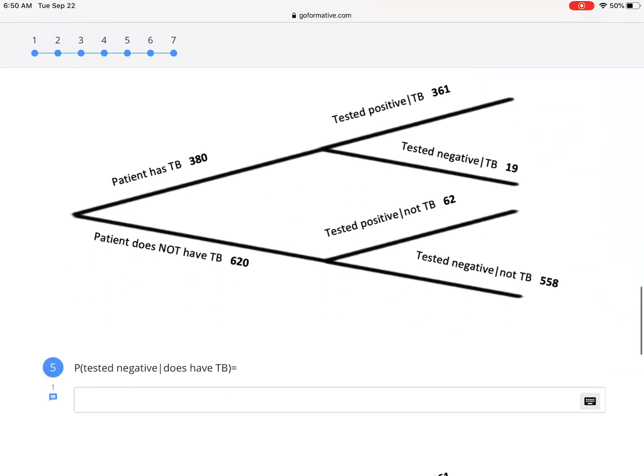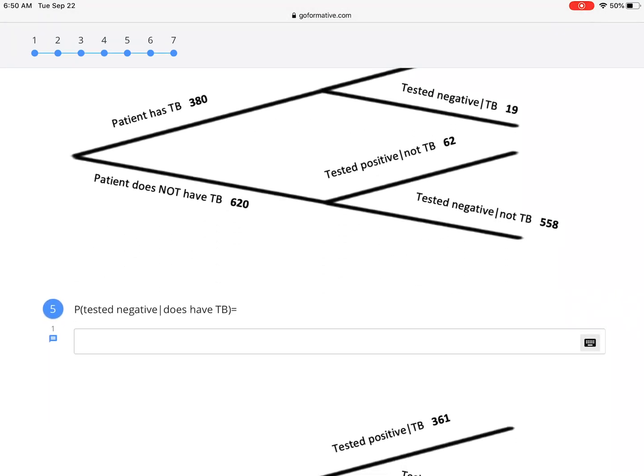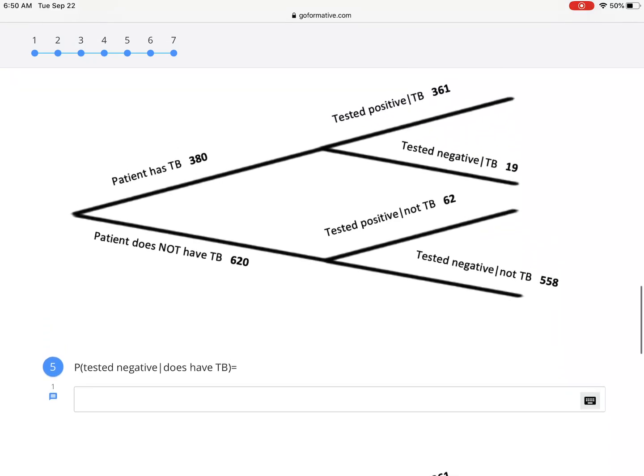Moving on for number 5. What's the probability tested negative given that they do have TB? So I like to think about the denominator first, okay? So my denominator is does have TB. That's 380 people. And of those, how many tested negative? You can see it written next to 19, okay? Tested negative given that they have TB. It would be 19 out of 380.